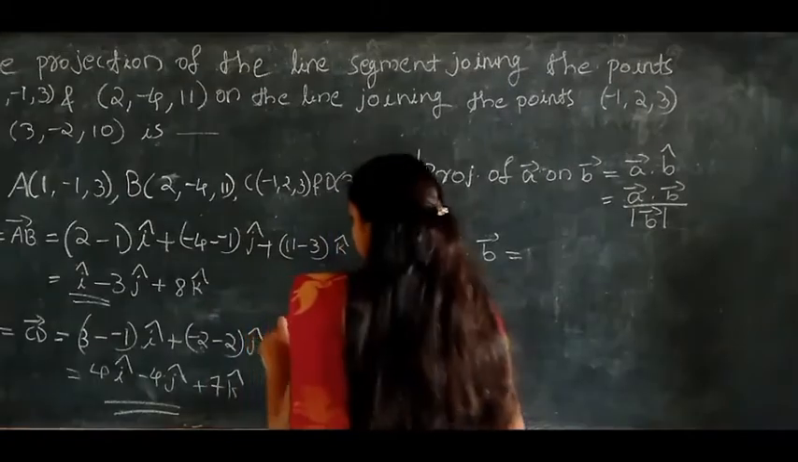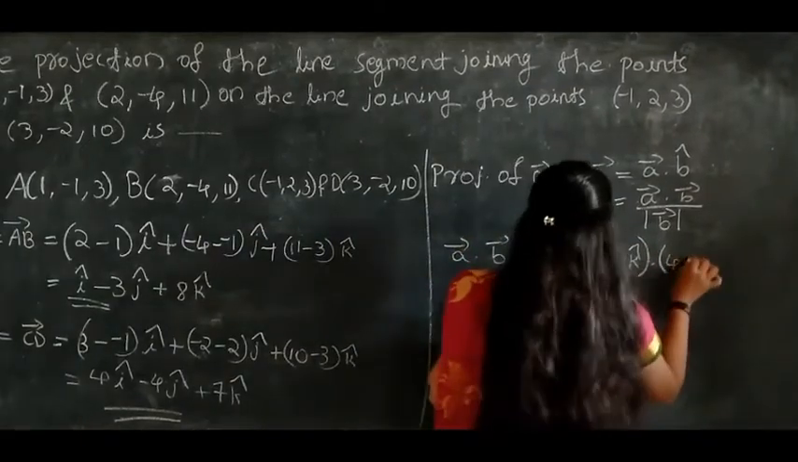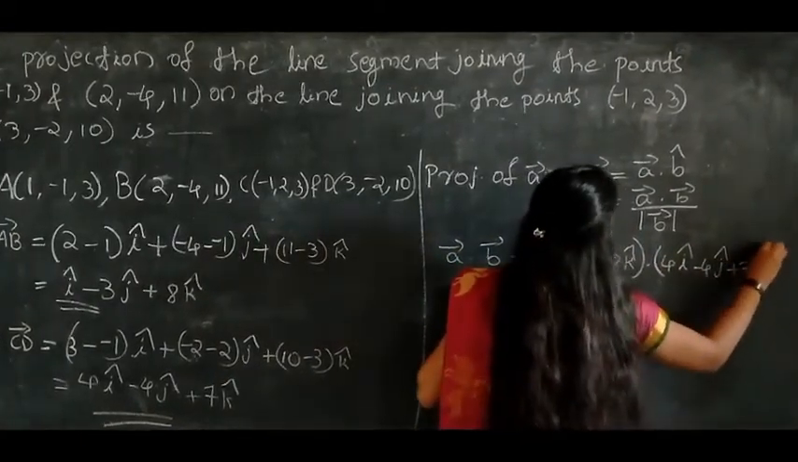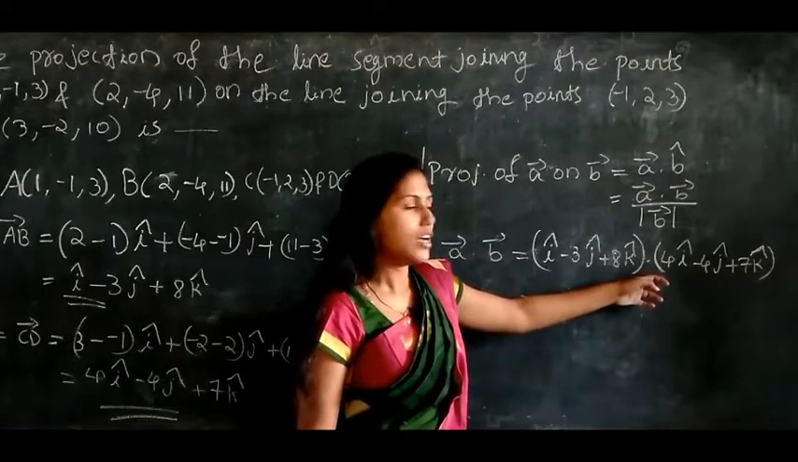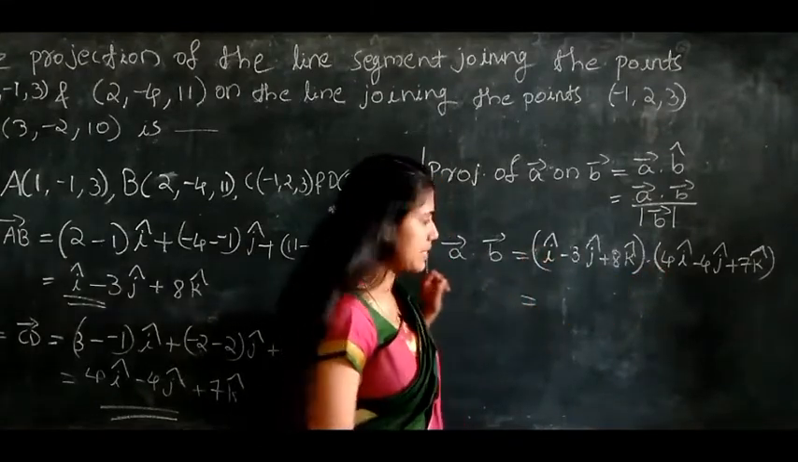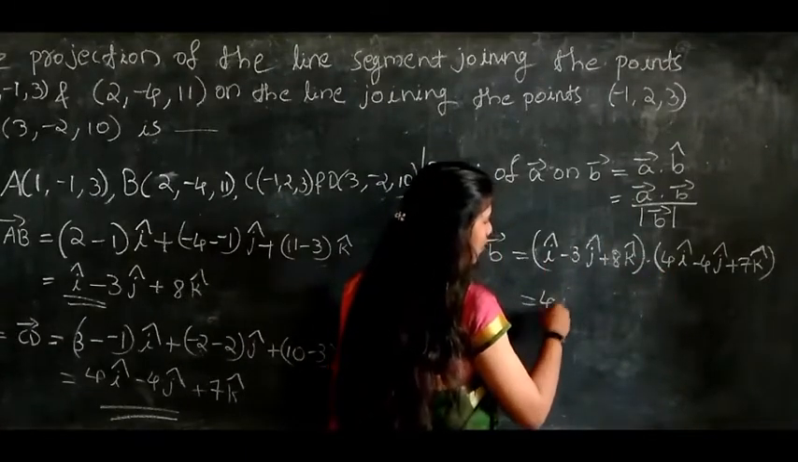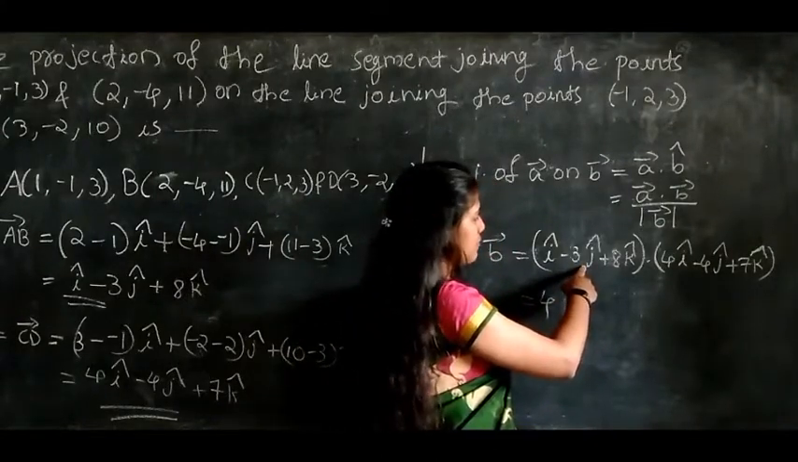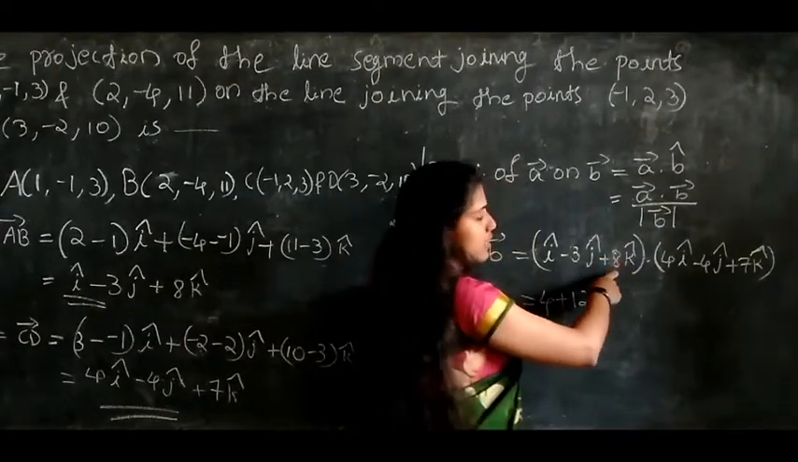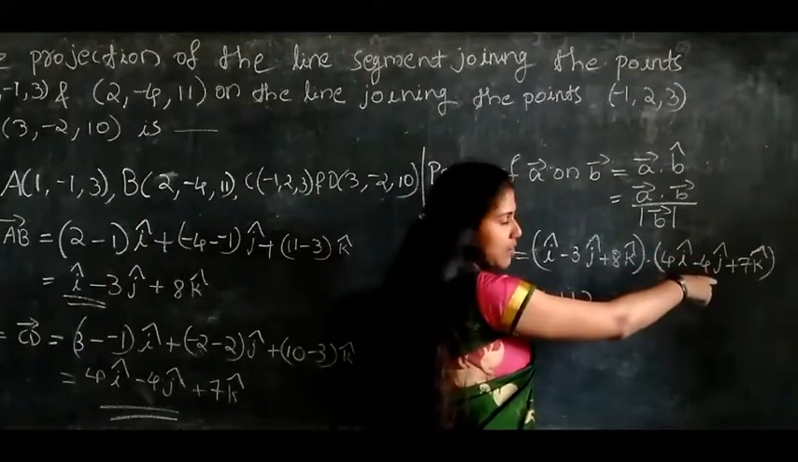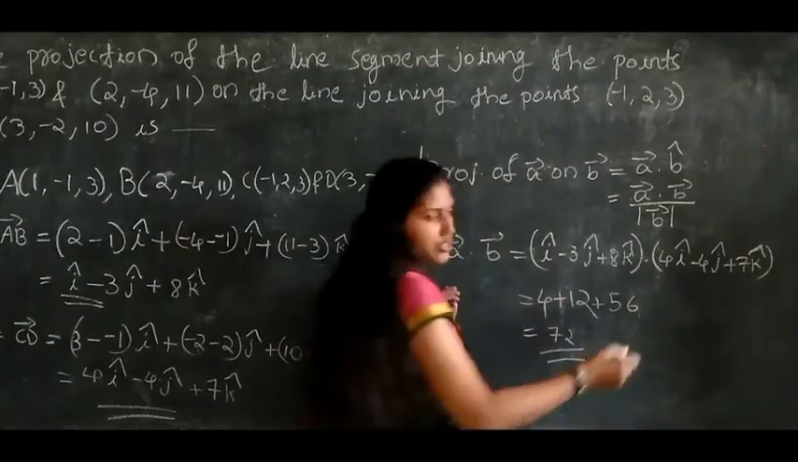We know that the dot product is the product of coefficients of the same terms. Here the coefficient of i cap is 1 and here it is 4, then 1 times 4 is 4. The coefficient of j cap is -3 and here it is -4, then -3 times -4 is +12. The coefficient of k cap is 8 and here it is 7, then 8 times 7 is equal to 56. The sum is equal to 72.